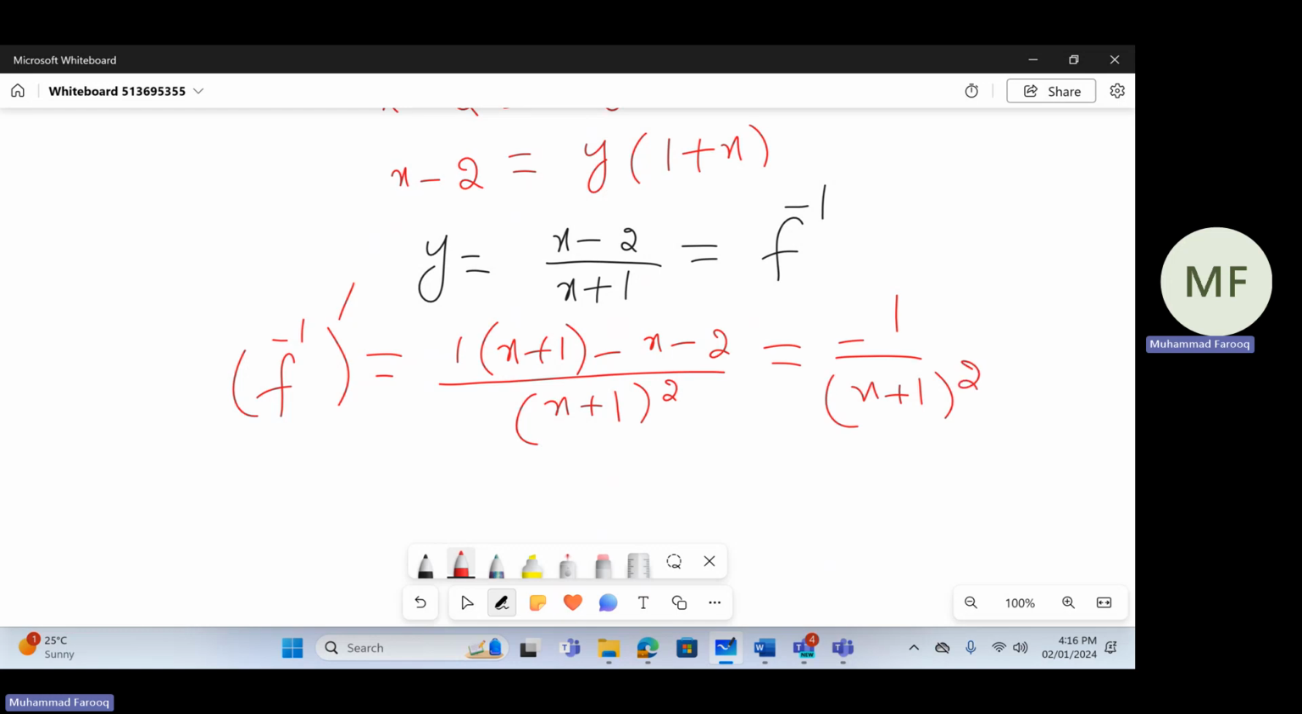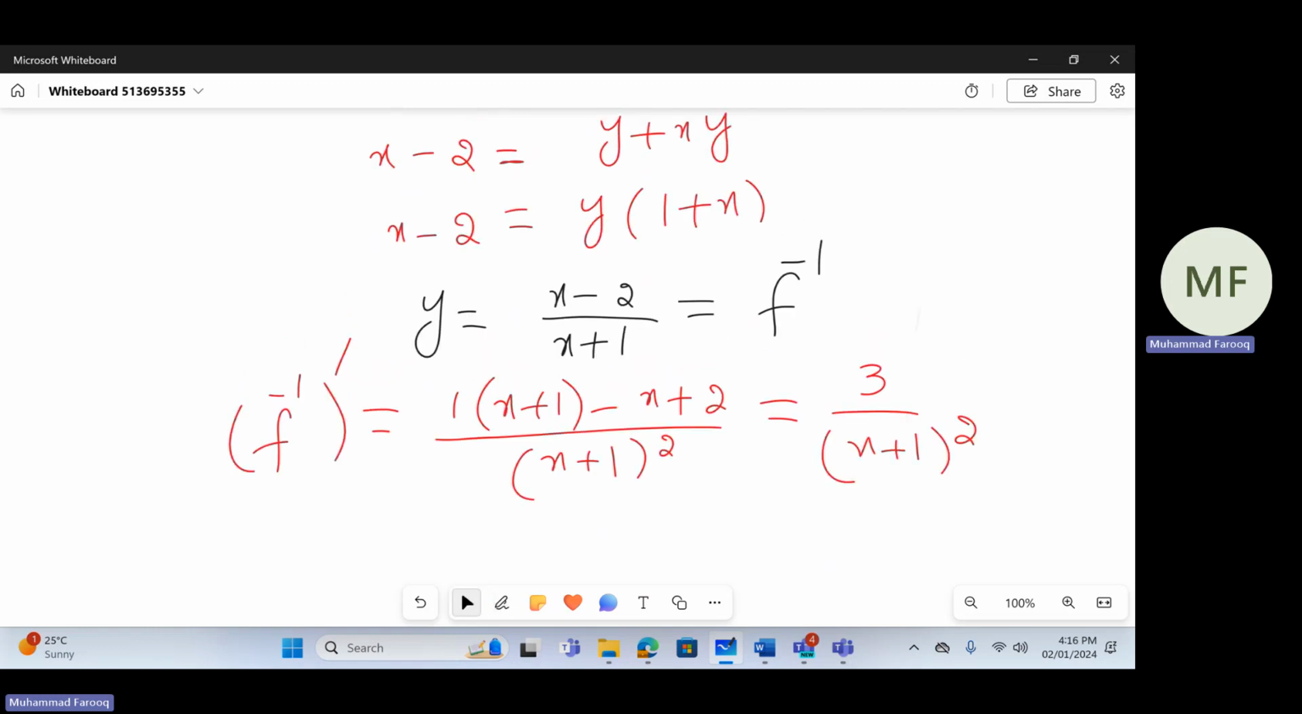No? x plus 2? Not negative. x plus 1 minus x minus 2. Ah, this one. Oh, yes, because I have a negative sign outside. You're right. So it is 3. Yes or no? Yes. So please, this is my inverse function derivative. All of you understand this? We can go up just. Okay. So why is it x plus 2?